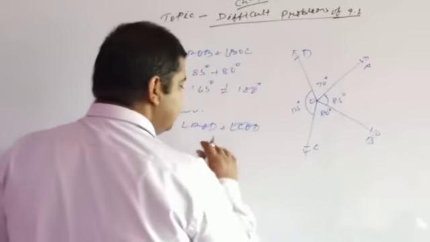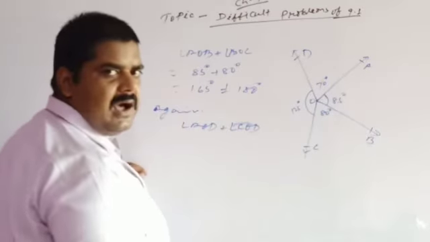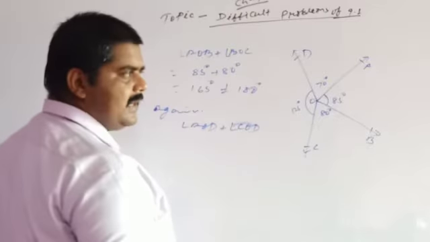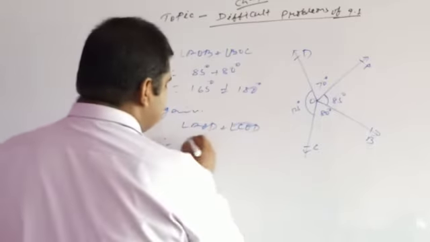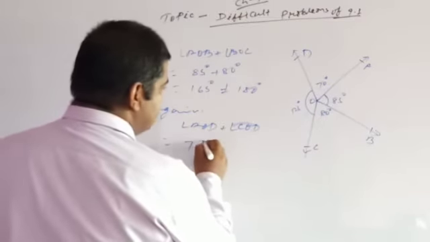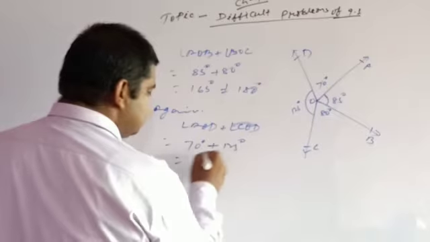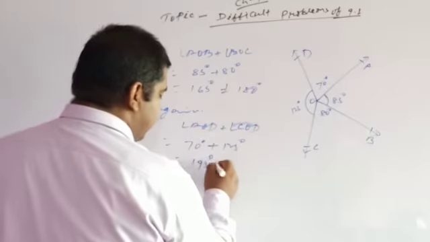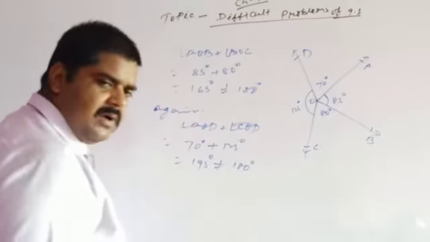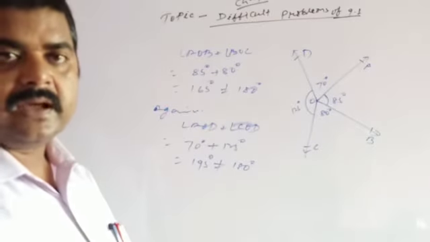Again, it has been given that angle AOD and angle COD form a linear pair. These two angles are adjacent, so the first condition is satisfied. The second condition is their sum. AOD is 70 degrees and COD is 125 degrees, so the sum is 195 degrees, which does not equal 180 degrees. This is why both pairs are not linear pairs.